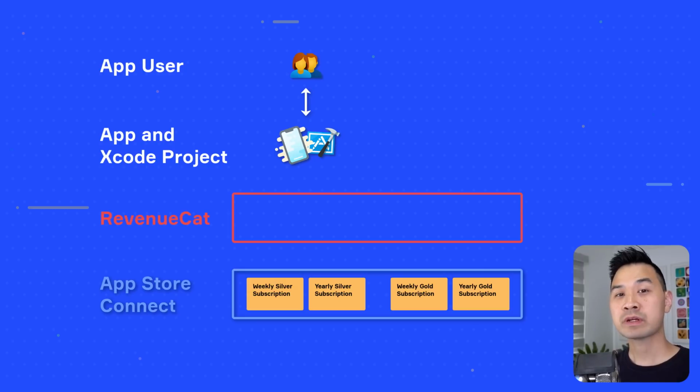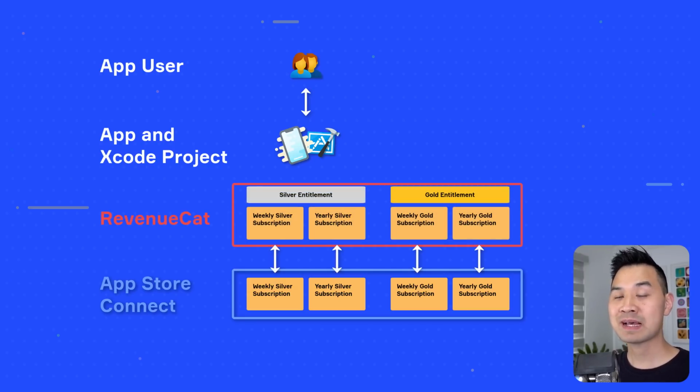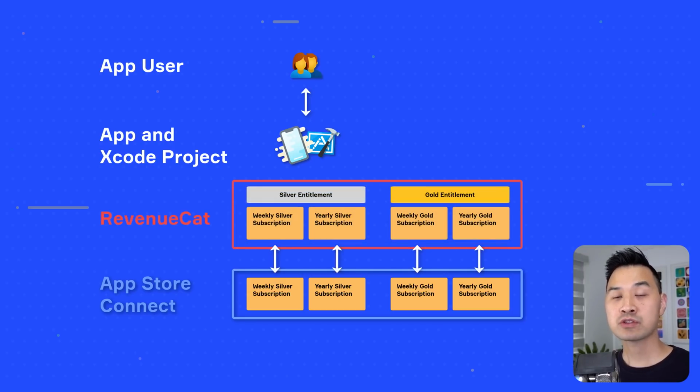Step 3 is we're going back to RevenueCat and we're going to specify how we want to present those products to the users and what sort of access level those products should unlock. We do this by configuring entitlements and offerings, and you'll learn more about those later. Step number 4 is we're going to add the RevenueCat SDK to our Xcode project, which does all of the heavy lifting so we can write very little code in order to display our products and process transactions.